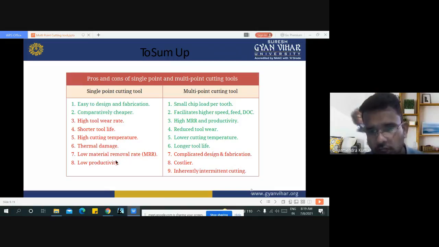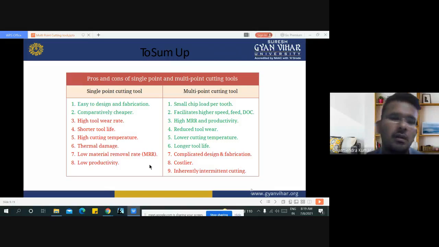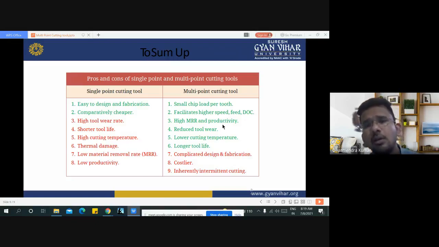The single point cutting tool provides low material removal rate, MRR, whereas the multi-point cutting tool produces high material removal rate and productivity, or we can say the rate of production is high when we use a multi-point cutting tool. On the other hand, the rate of production is slow when we use a single point cutting tool. Low productivity, as already discussed, affects our overall production rate.